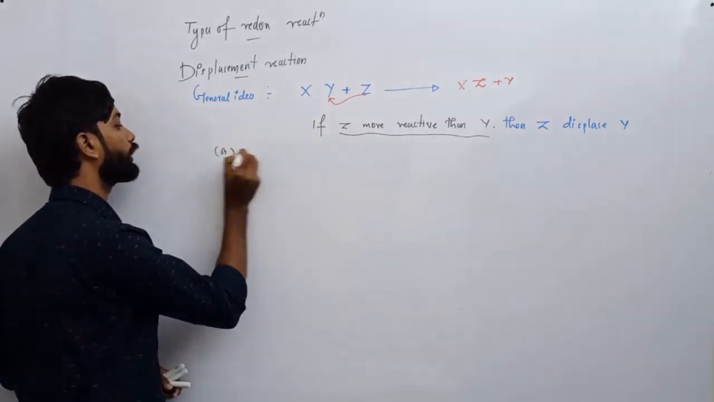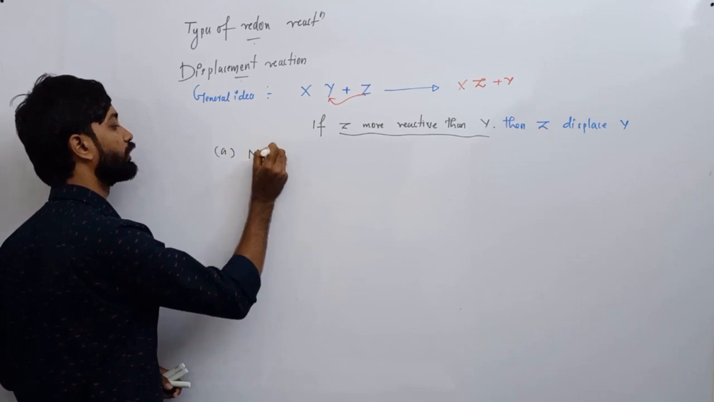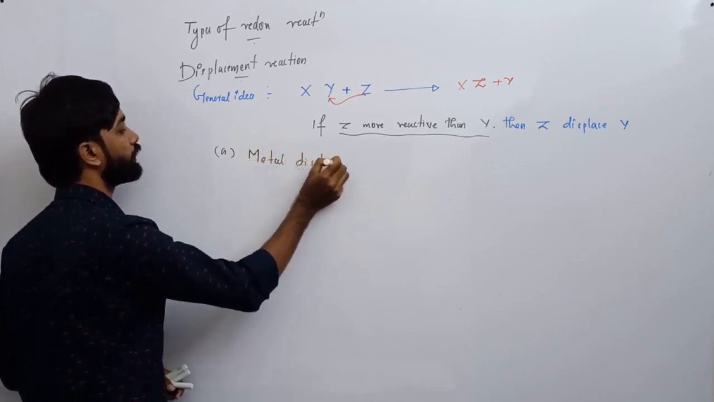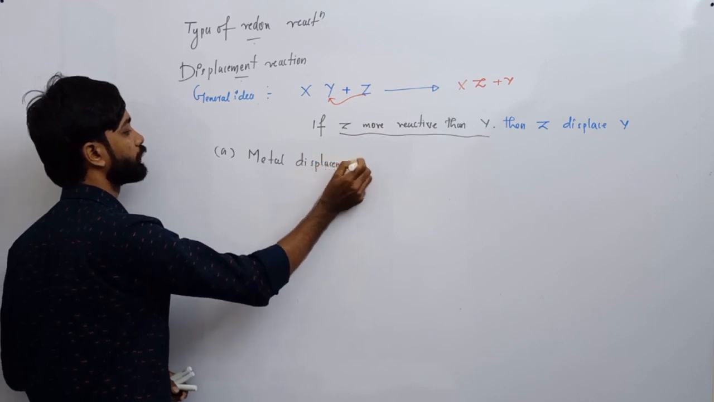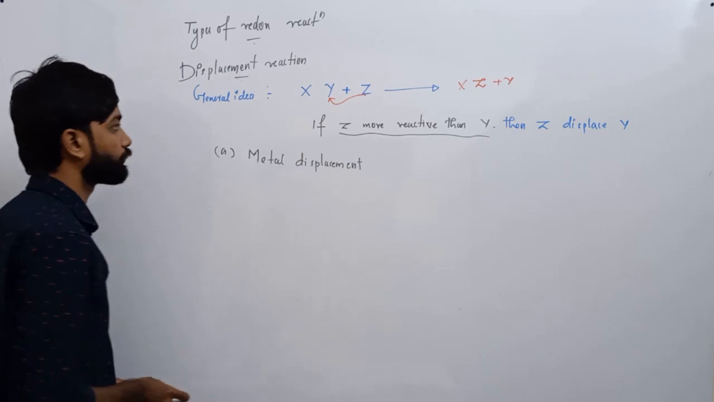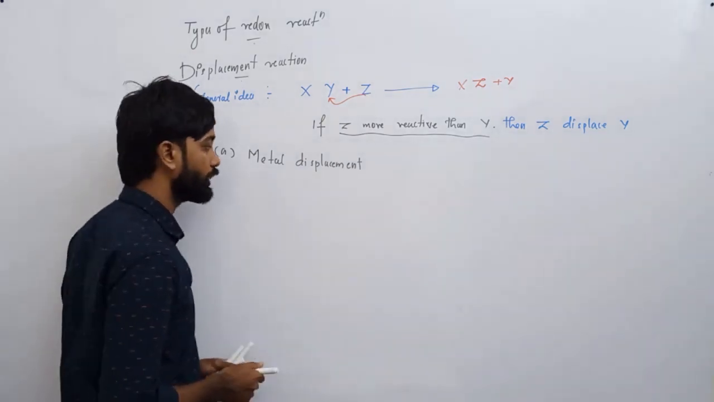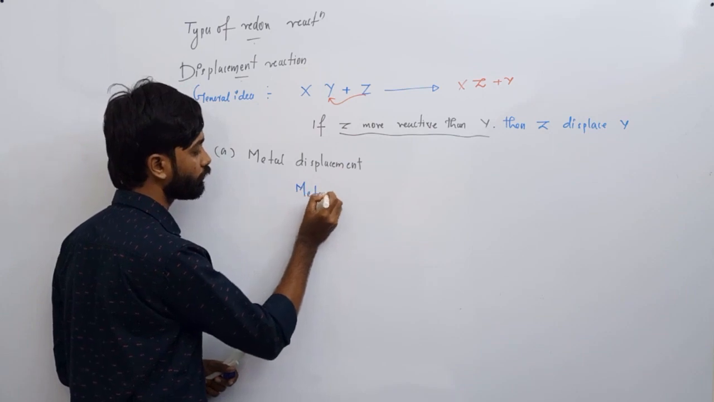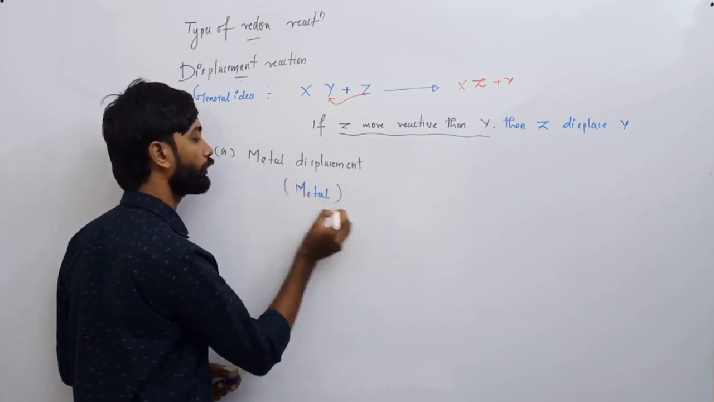And we have two kinds of displacement reaction. That is metal displacement. Listen. What about the metal displacement? We have a compound.